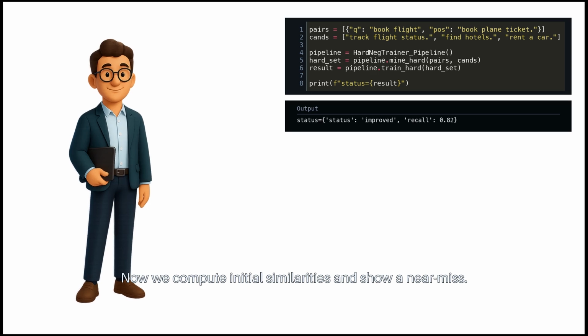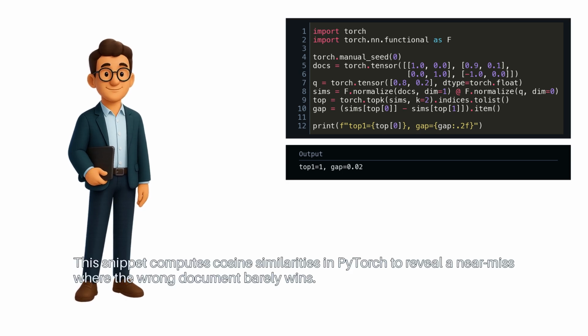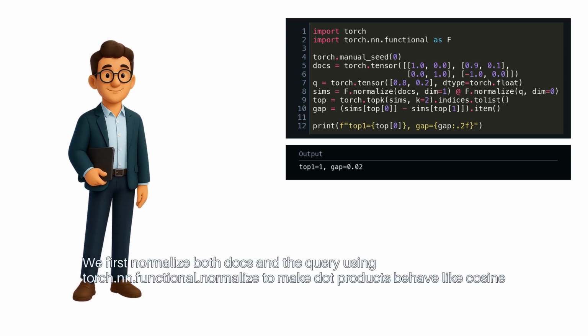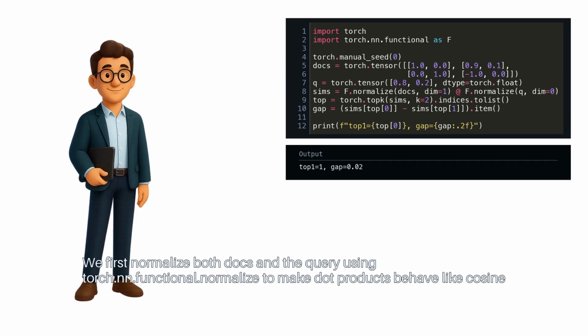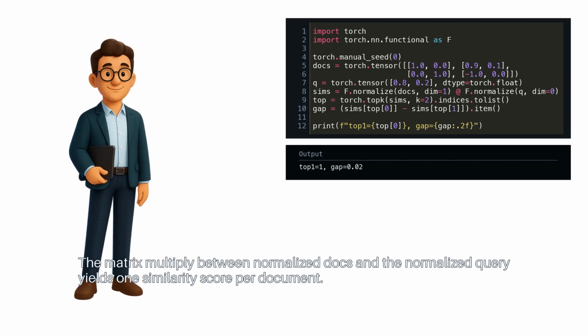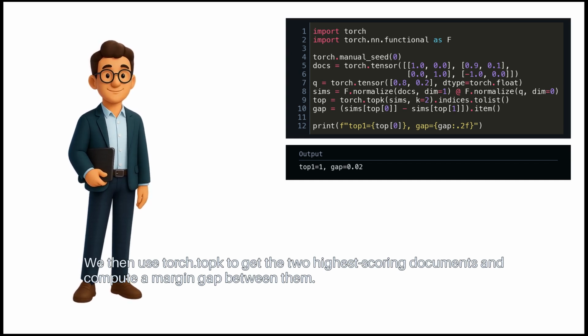Now we compute initial similarities and show a near miss. This snippet computes cosine similarities in PyTorch to reveal a near miss where the wrong document barely wins. We first normalize both docs and the query using torch.nn.functional.normalize to make dot products behave like cosine similarity. The matrix multiply between normalized docs and the normalized query yields 1 similarity score per document. We then use torch.topk to get the 2 highest scoring documents and compute a margin gap between them.